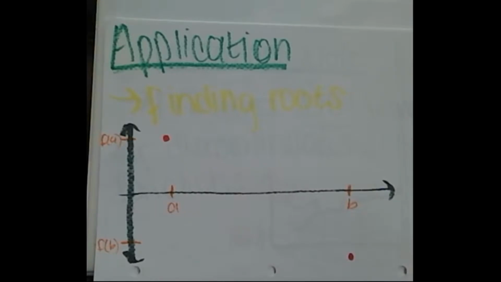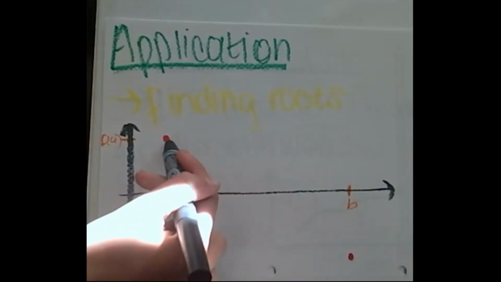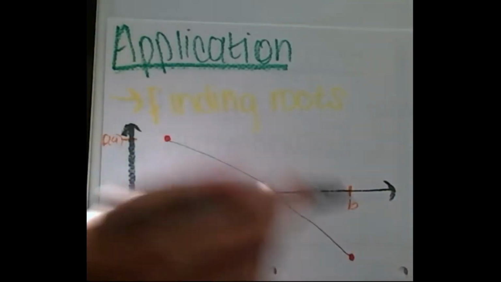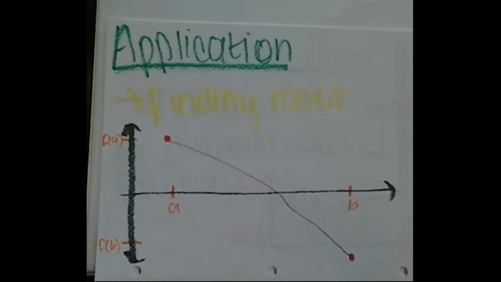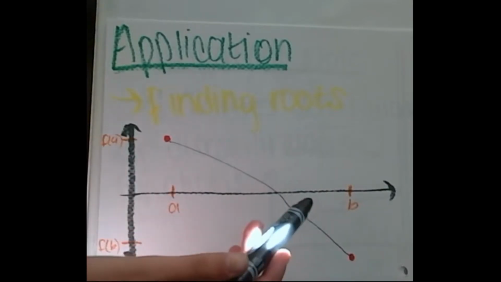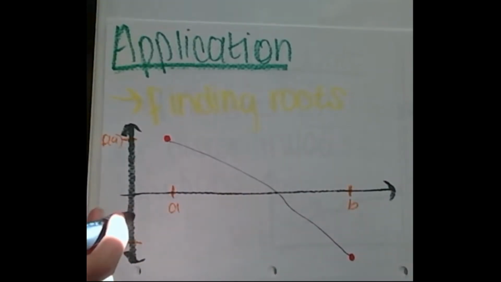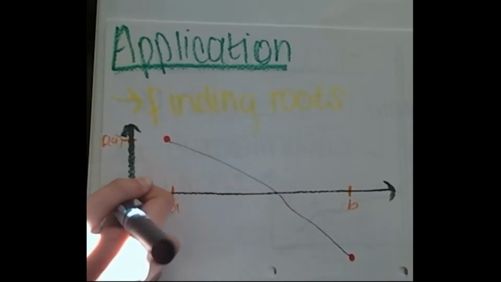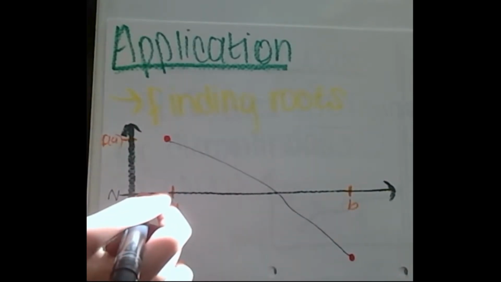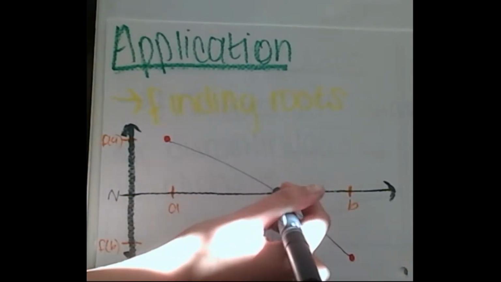A common application of IVT is finding roots. If you take a look at this graph, we can first draw a continuous function from a to b. Since we know that f(a) is above the x-axis and f(b) is below the x-axis, we can determine that there is a root between a and b. Using the definition of IVT, we would set 0 equal to n, and the root would be the value of c.